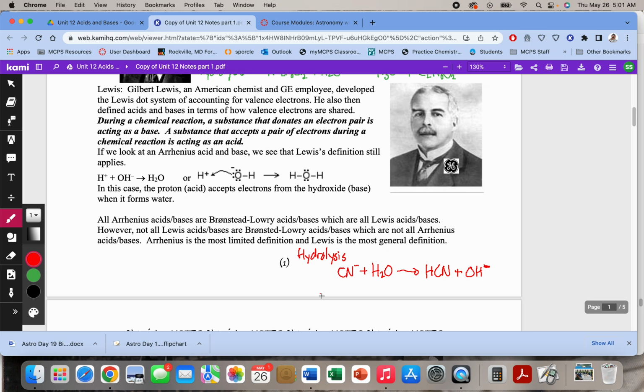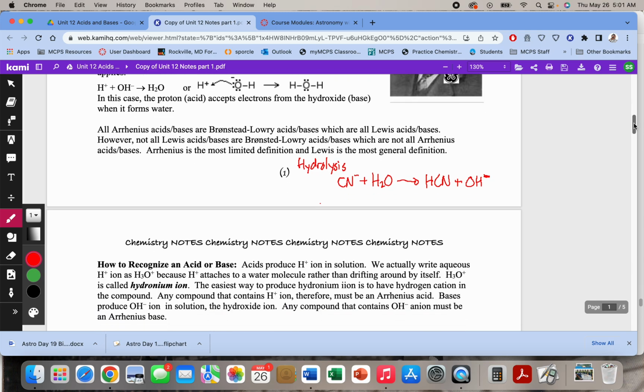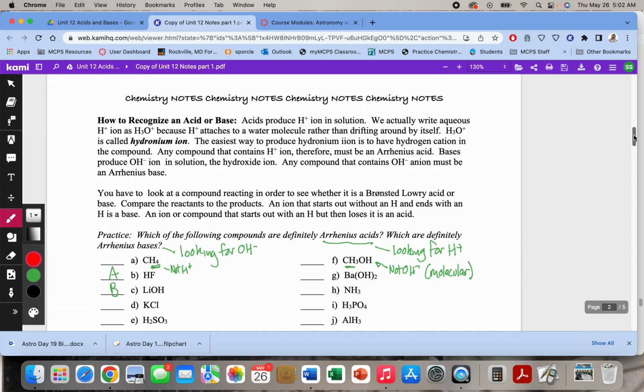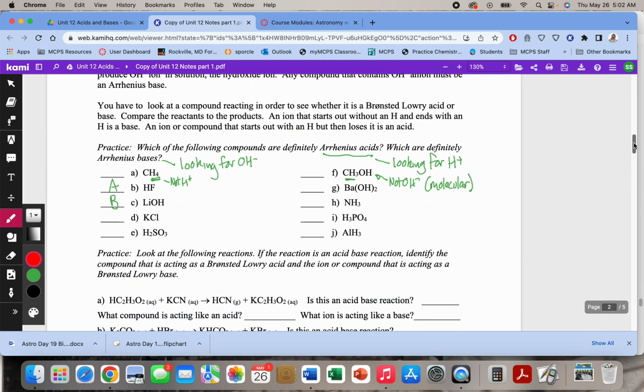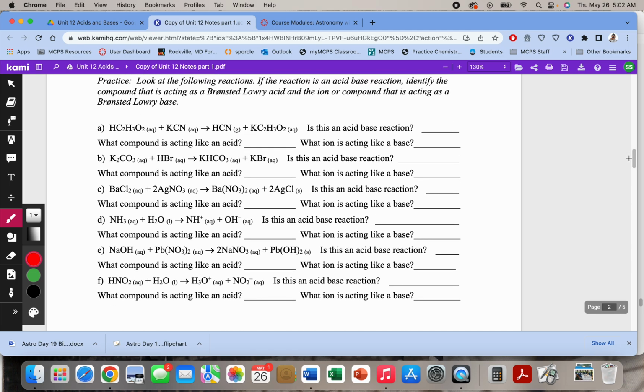So Lewis's definition is the most general. Bronsted and Lowry is smaller. It's limited to things that accept and release H+. And then Arrhenius is the most limited because it's based on the identity of the compound itself. All right, but we're going to stick mostly to Arrhenius's definition and Bronsted and Lowry's definition. All right, let's practice a little bit and see what we can do.